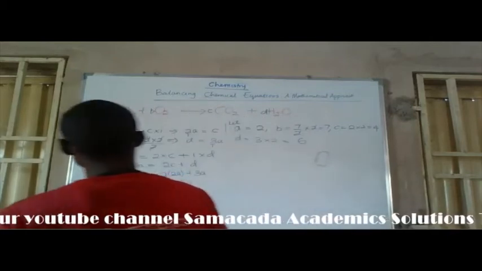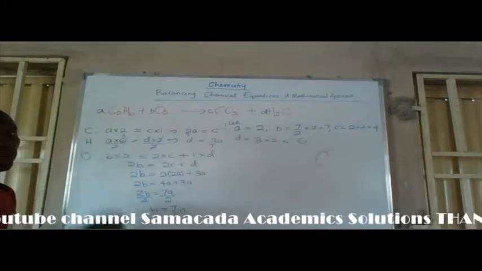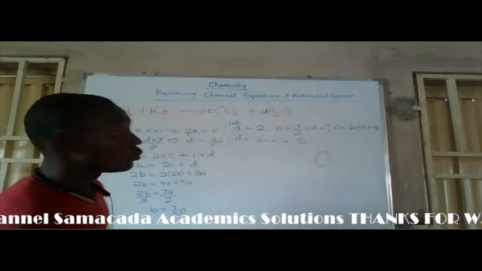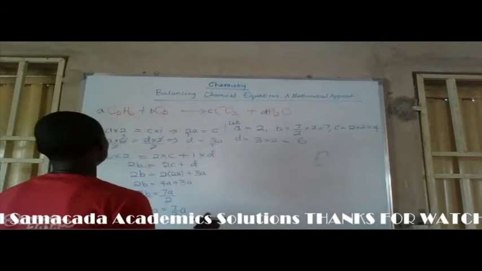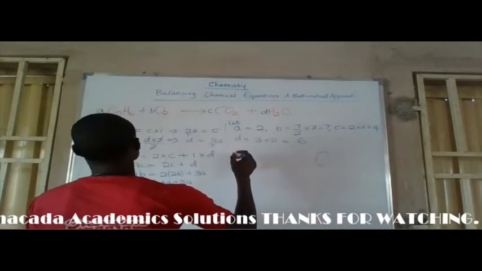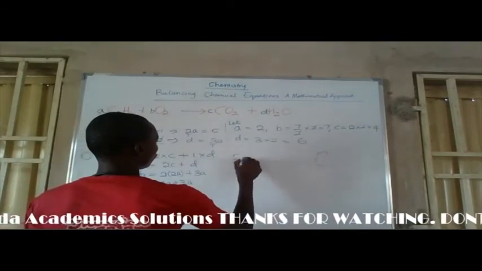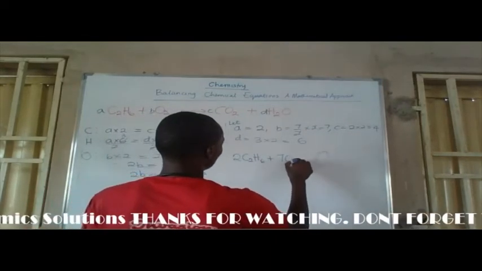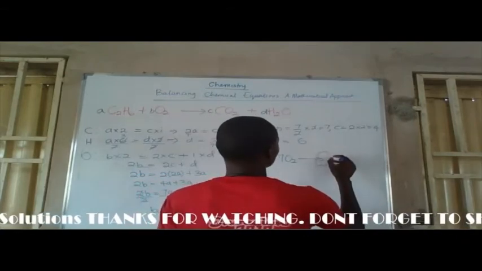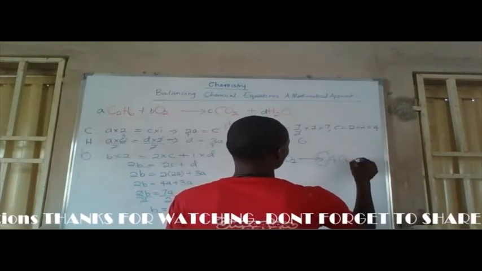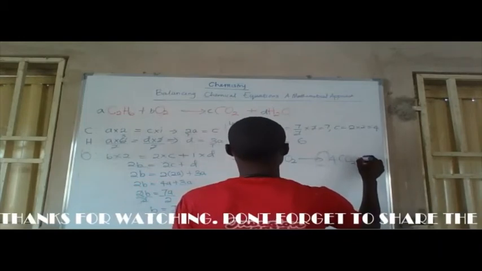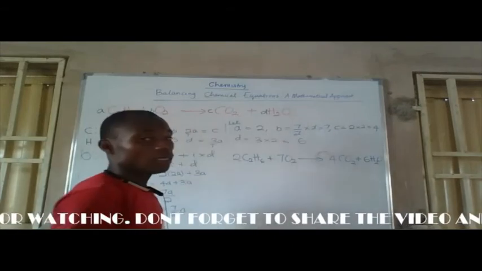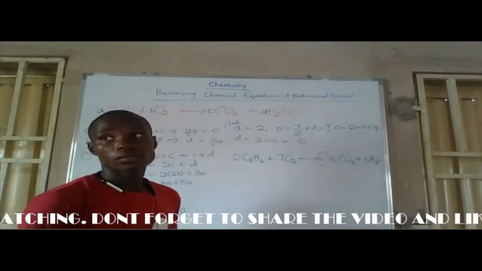So if we make the substitutions where it's supposed to be, we basically have that the balanced equation is now 2C2H6 plus 7O2 to give 4CO2 plus 6H2O. Let's check to see that it is balanced.